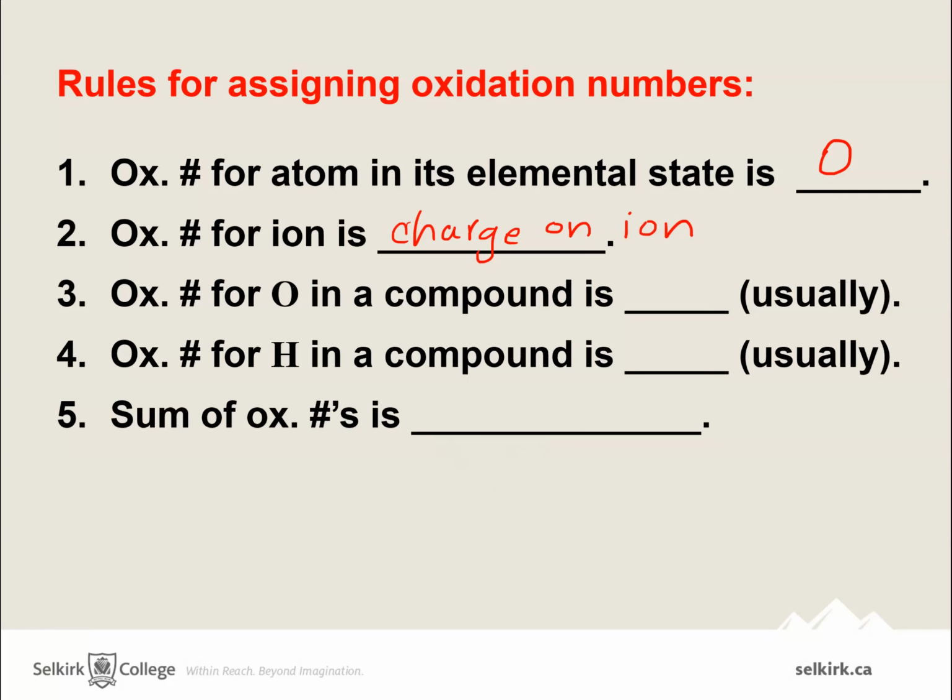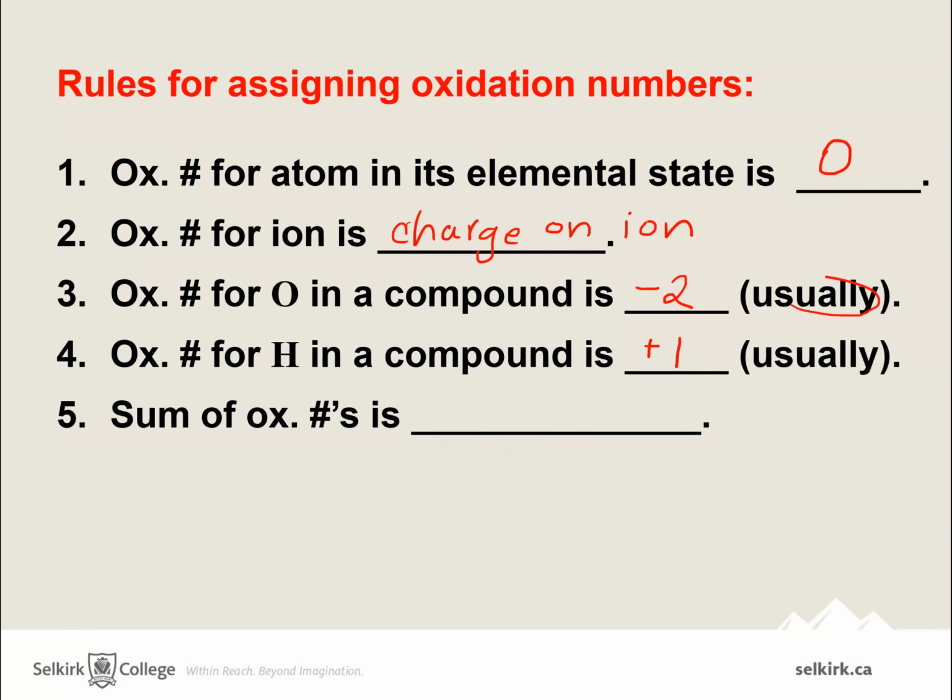Rule number 3, the oxidation number for oxygen in a compound is, well, what's the charge on an oxide ion? From its position in the periodic table, it's -2. Now, you probably memorized that in high school, but you don't have to once you know what oxidation number means. Similarly, the oxidation number for hydrogen in a compound is usually +1, as we saw in our consideration of water on the previous slide. That's going to be good enough for us.